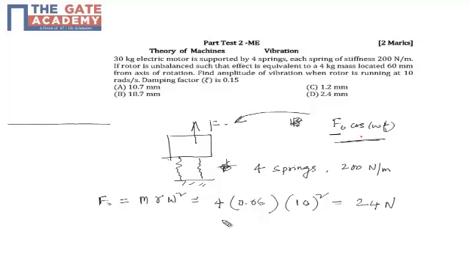Now analyzing this as a spring problem, we have 4 springs, all located in parallel, and each spring is 200. So the effective K is nothing but, because they are in parallel, they add up: 4 into 200, which is 800 Newton per meter. What is asked is to find the amplitude of the forced vibration.